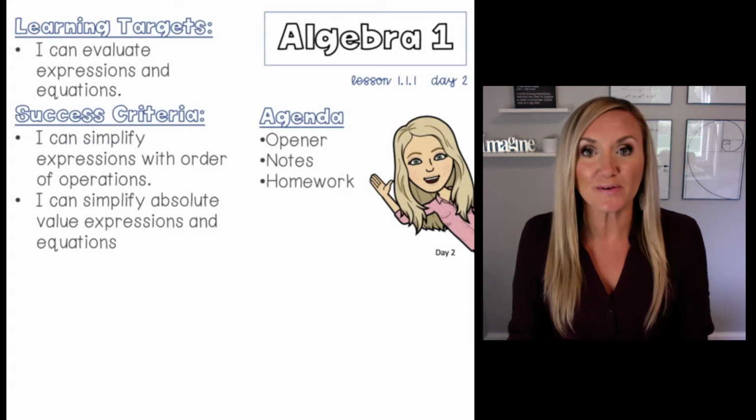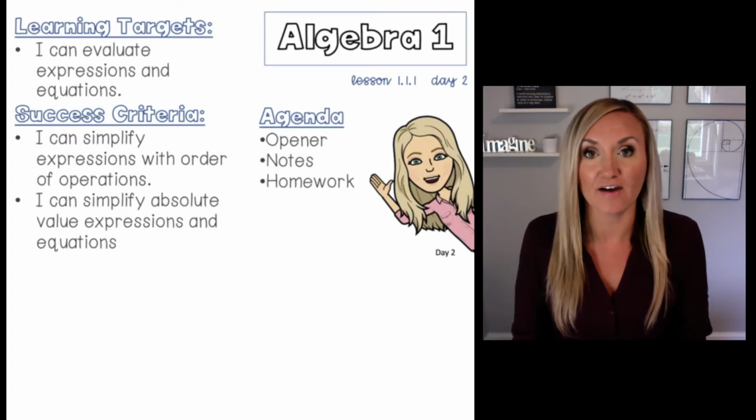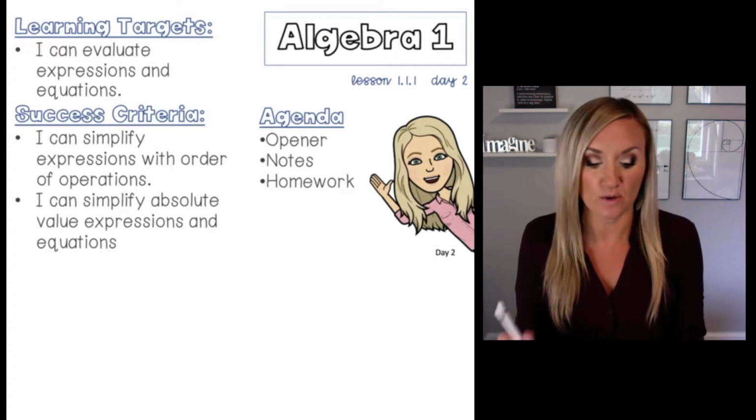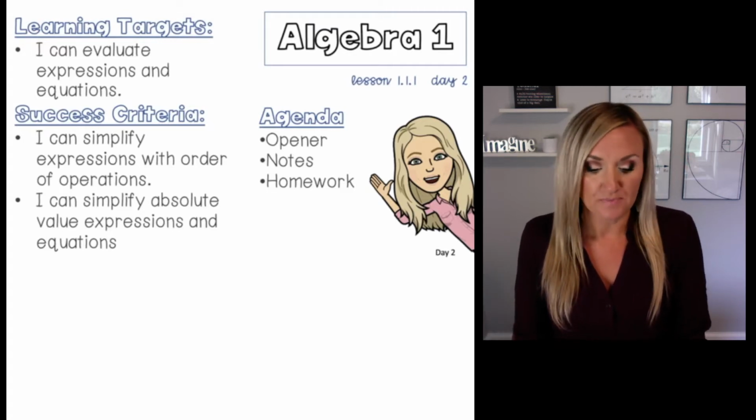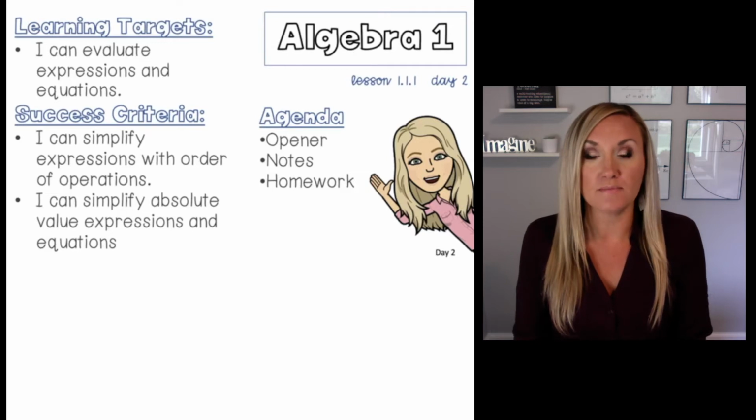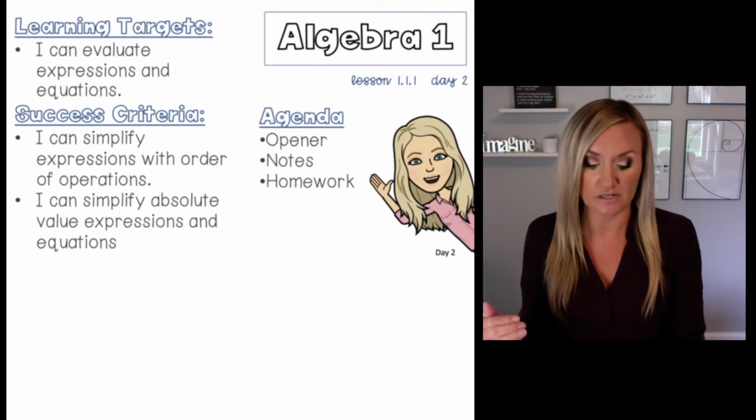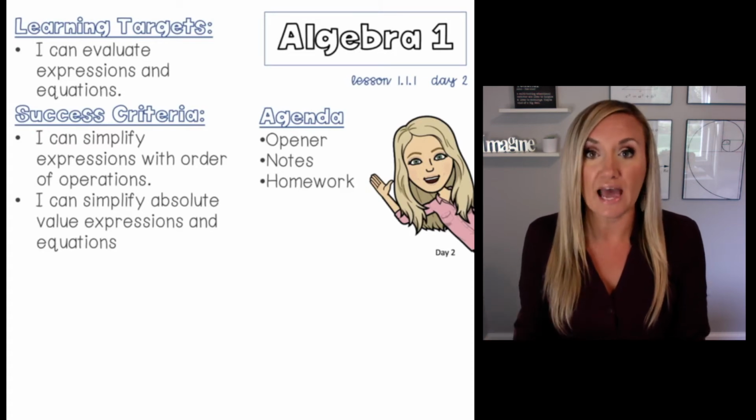Algebra 1 students, welcome to the second day of our very first lesson in Algebra 1. Today we are still evaluating expressions and equations, and today you should be able to simplify expressions with the order of operations and simplify absolute value expressions and equations.